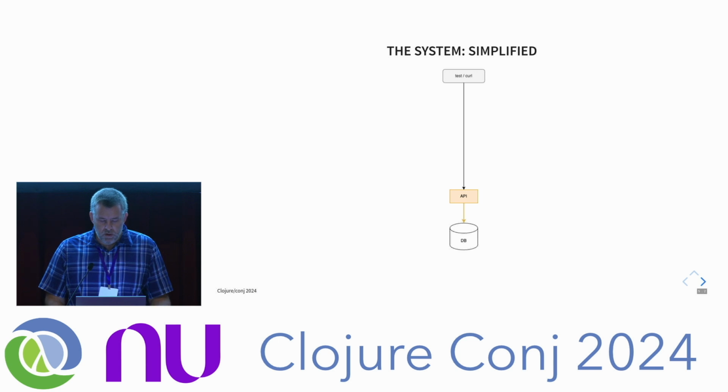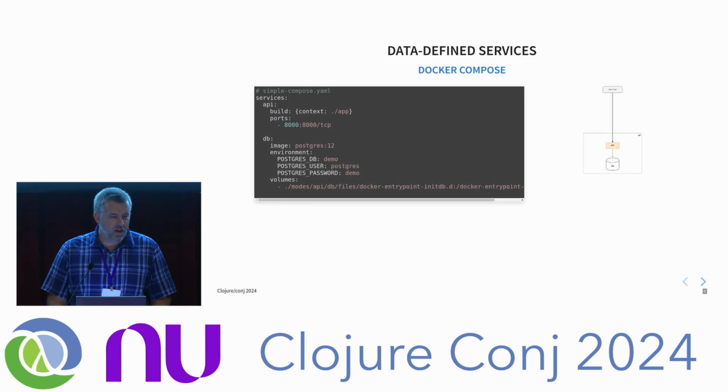We have a data store, and then we have application logic in the API node. And the tester or user interacts directly with that. So how do we define this in a data-defined way? Well, the choice we've chosen, and most people do choose this at some level for these kinds of systems, is Docker Compose.